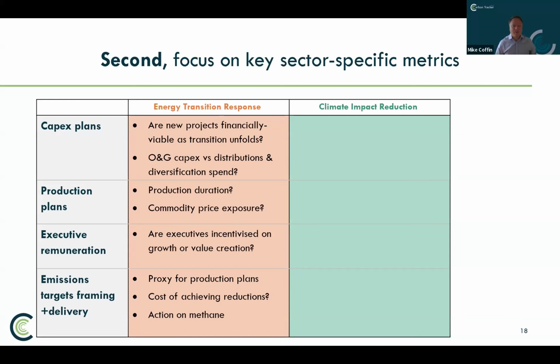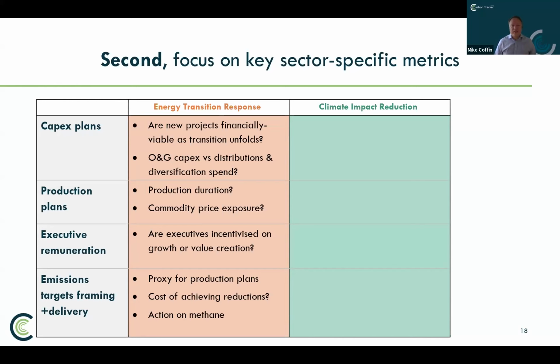Looking at production plans, what is the duration of companies' production? So over what time frame is companies' production exposed to changes in commodity price? Executive remuneration. Are executives incentivized on growth, particularly in fossil fuel production growth, or in value creation, which is then ultimately strategy agnostic? And you can create value either through a diversification strategy or a harvest strategy.